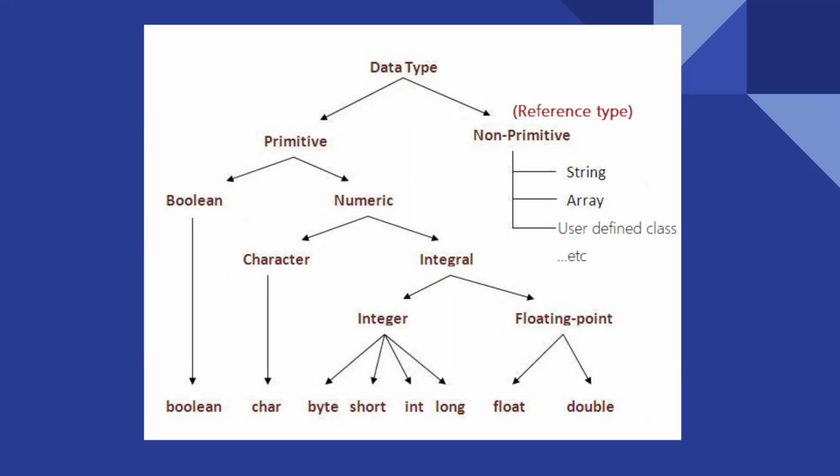For example, primitive may be numeric and Boolean. Boolean, as you know, will be only true or false. Numeric, again, will be divided into two categories. One is integral, another one is character. Character, you might be wondering why it comes under numeric. Because even the character is represented as a Unicode value. So that's the reason we have character under the numeric tab.